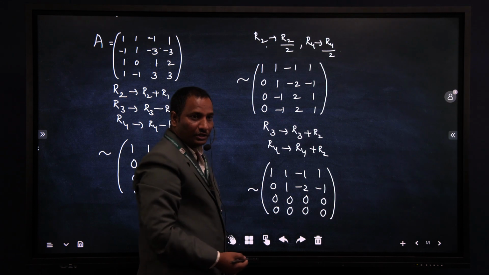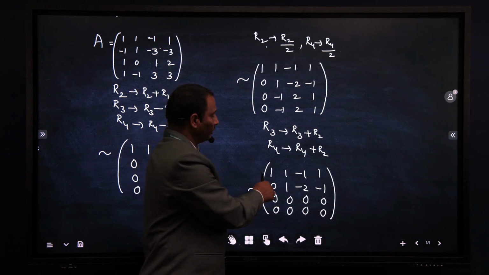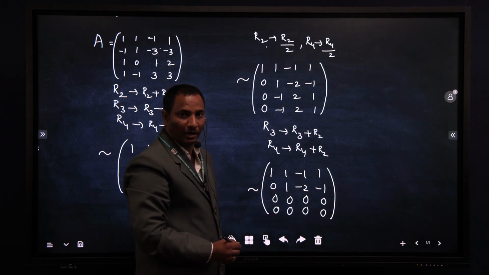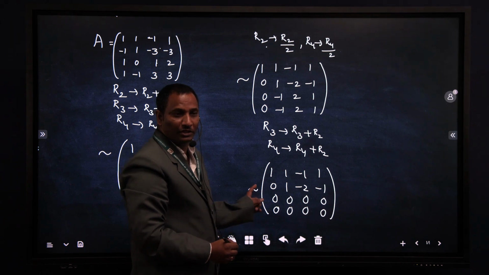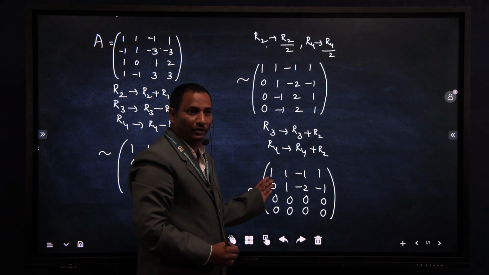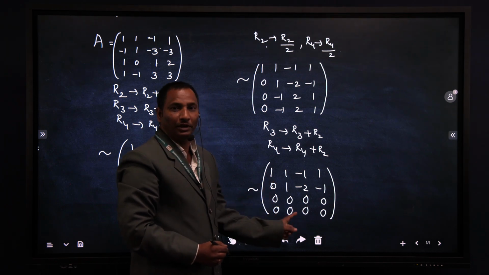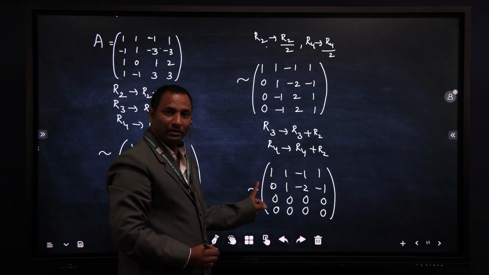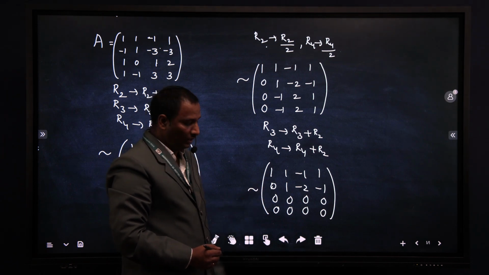So according to the definition of echelon form, the first row's first element should be non-zero, any zero rows should follow the non-zero rows, and the number of zeros in each row should increase. So now it is in echelon form, and we can find the rank.